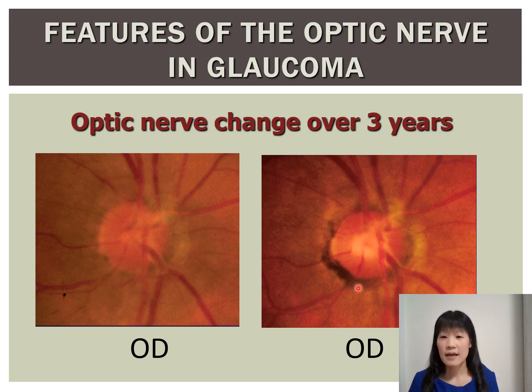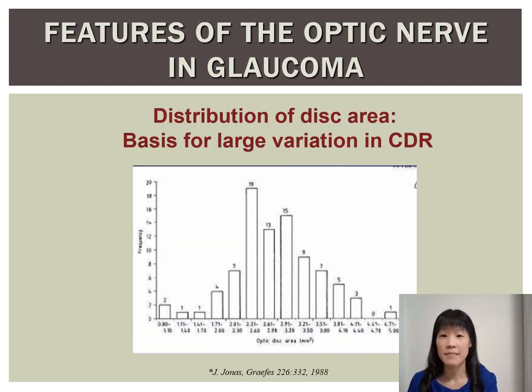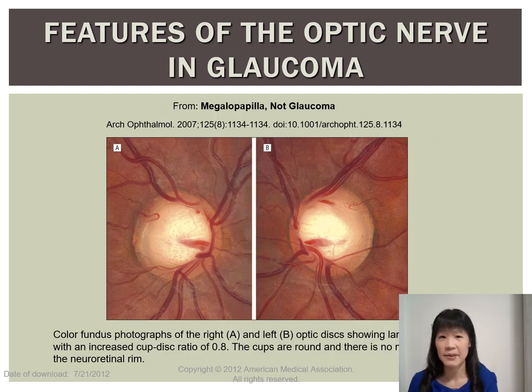So everybody has a different cup-disc ratio baseline, and glaucoma by definition is a progressive optic neuropathy, meaning our patient's cup-disc ratio has progressed or worsened from their baseline. And if you have a small disc, you usually have a smaller cup-disc ratio at baseline. Here you can see that most of us are around 2.5 square millimeters, and some of us have smaller disc diameters, some of us have larger disc diameters.